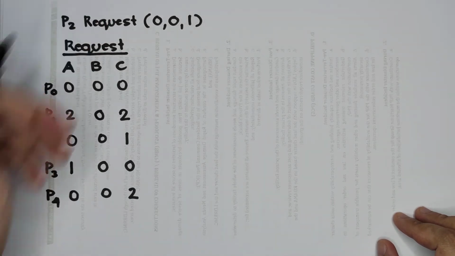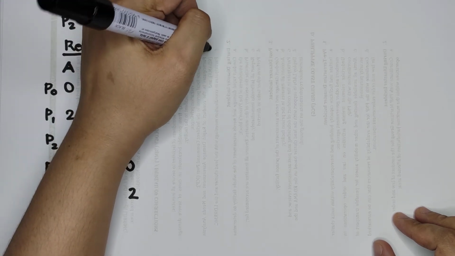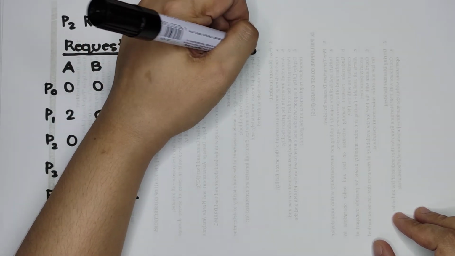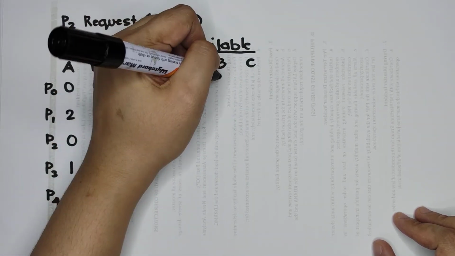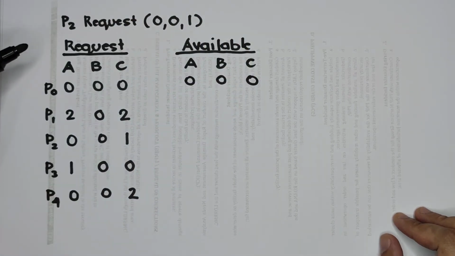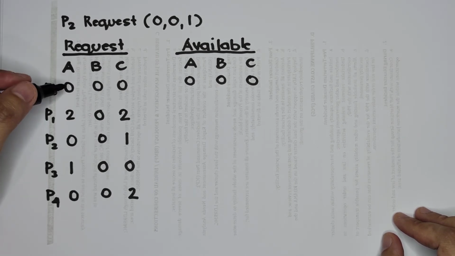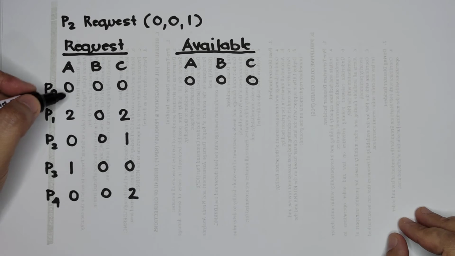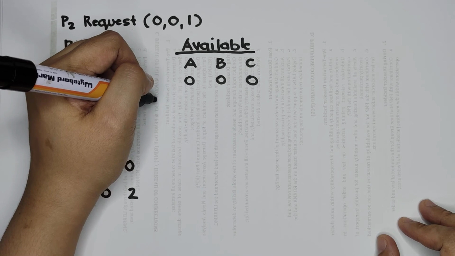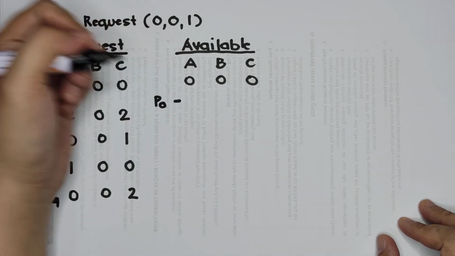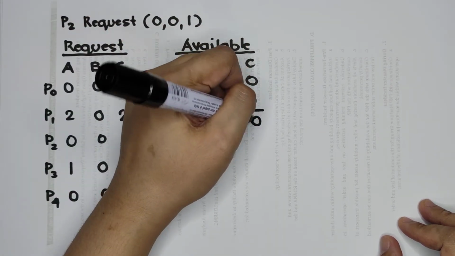So let's write the available. Available for A, B, and C is 0, 0, 0. So which of these processes can be granted its request? Actually, the only one without any request for resources A, B, and C is P sub 0. So let's write P sub 0 and then deduct its request. So we have 0, 0, 0, and nothing changes.